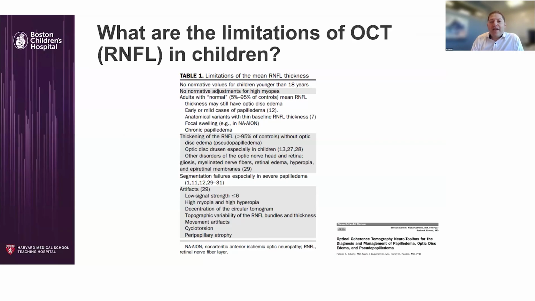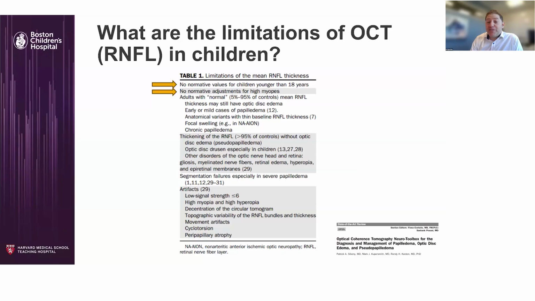So why doesn't everyone just get OCTs on kids, and why are there concerns, and what are the problems? Well, the major one that people talk about is that there are no normative values for children younger than 18. And this is true, although there are a lot of different studies that have demonstrated what some normative data could look like. You just have to know numbers versus actually looking at the colors on the printout that you see.